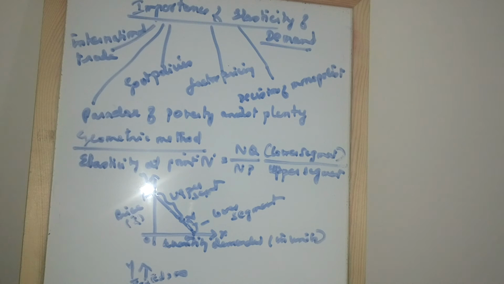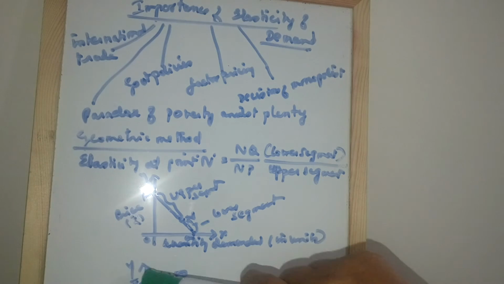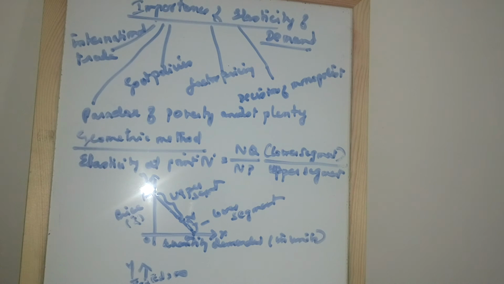Then let's come to point D. Here you find the lower segment is 0. So 0 divided by ED, that is the higher segment for this point. So 0 by ED, you get 0. When 0 is divided by any number, you get 0. So here you find perfectly inelastic demand. So this method is used to find out the values of elasticity of demand.